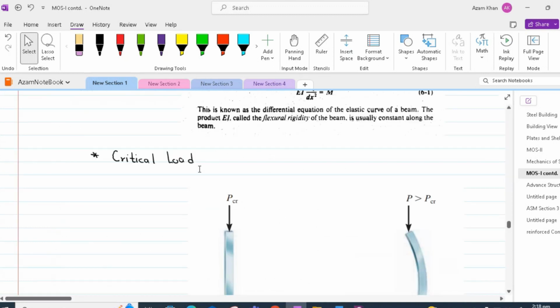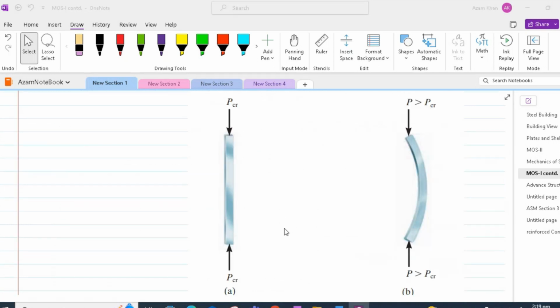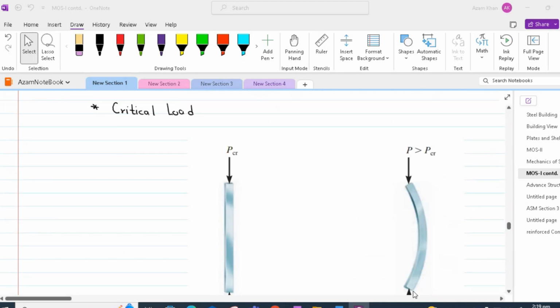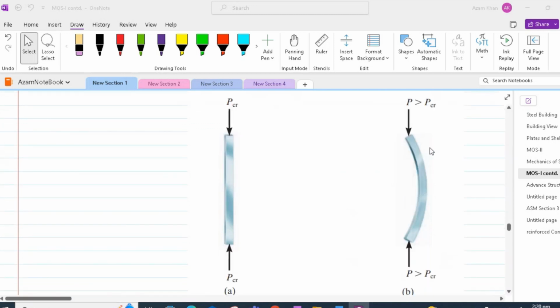Now let us discuss critical load. Critical load is that load at which a column would buckle. Whenever a member is designed, it is necessary that it satisfy strength, deflection, and stability requirements. We discussed that if the members are long and slender, they are susceptible to buckling. Buckling is the lateral deflection of columns.